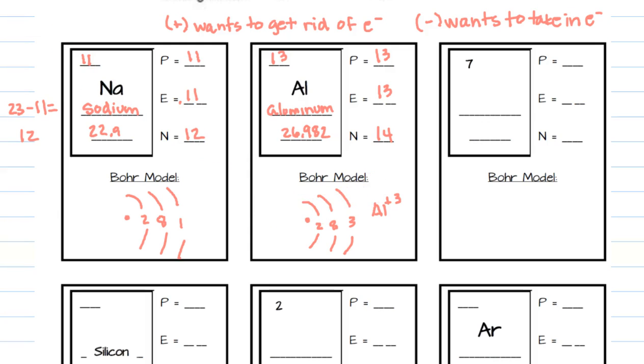So right here, there's 3 electrons in this outer shell of aluminum. So that means to have a full outer shell, or have 8 in its outer shell, it needs to get rid of that shell. So it wants to get rid of electrons, which gives it a plus charge, and it wants to get rid of 3 electrons. Okay, work the next one and then come back and check your answers.